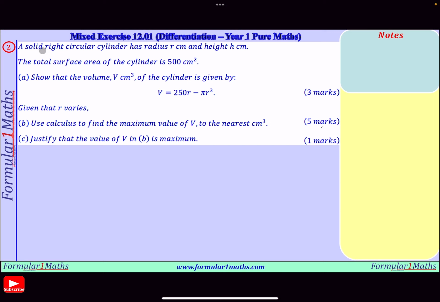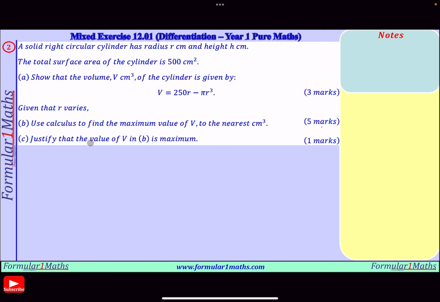Question 2. A solid right circular cylinder has radius r centimeters and height 8 centimeters. The total surface area of the cylinder is 500 centimeters squared. A. Show that the volume V centimeters cubed of the cylinder is given by V is equal to 250r minus pi r cubed. B. Given that r varies, use calculus to find the maximum value of V to the nearest centimeters cubed. C. Justify that the value of V in B is maximum.